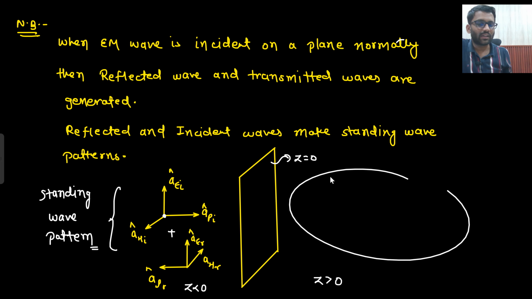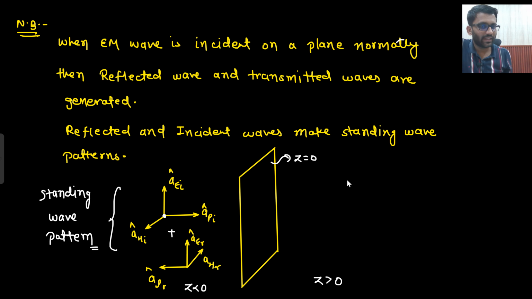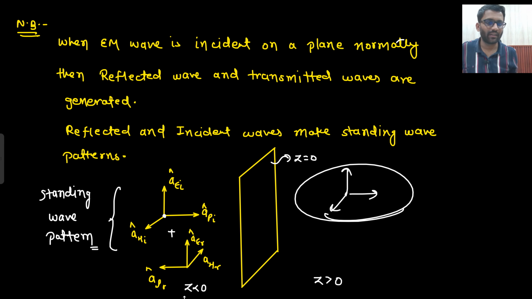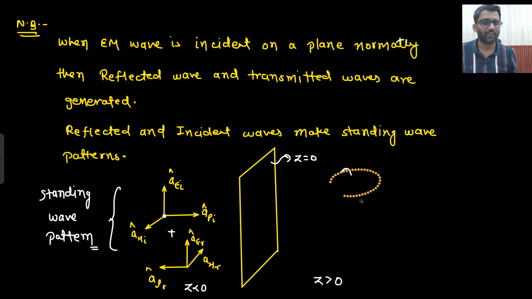Why are we not caring about the transmitted field? Because here only the transmitted field will be there, so there is no superimposition of two waves. Here two waves are being superimposed. That's why you are generating a standing wave pattern. So standing wave pattern will be generated for z less than 0. Here there is no standing wave pattern. So that's why we are not caring about this transmitted wave. We are only caring about incident and reflected wave.